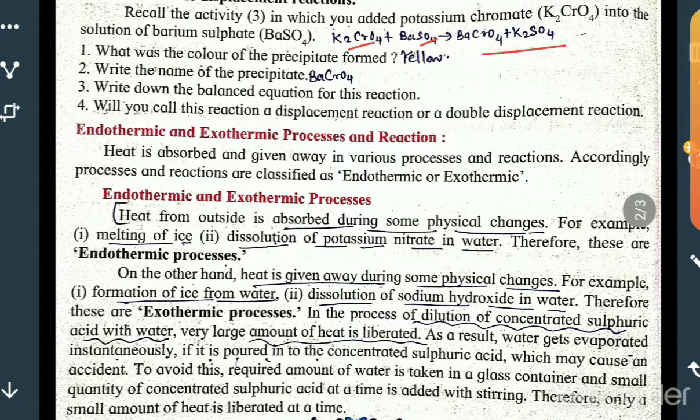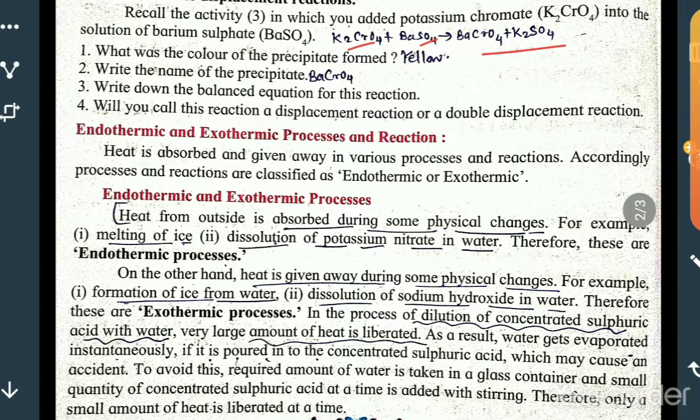Then number third, write down the balanced equation for this reaction. Students, you try yourself. Is the given equation a balanced equation? If no, you have to try. Then number 4, will you call this reaction a displacement reaction or a double displacement reaction? You have to identify whether the given reaction is a displacement reaction or a double displacement reaction.